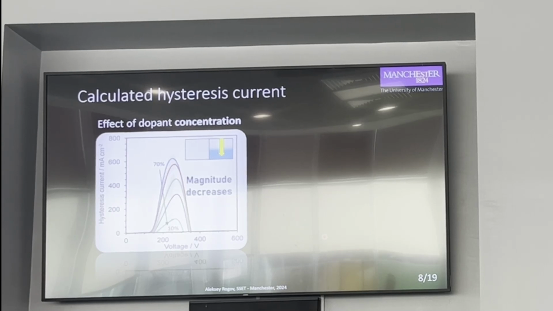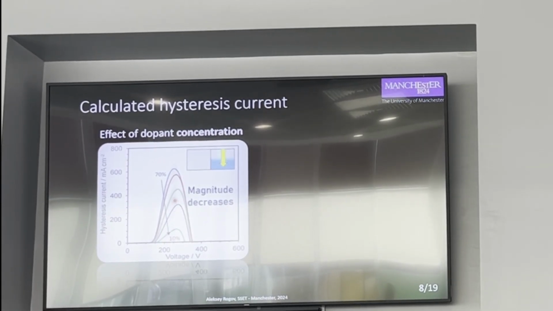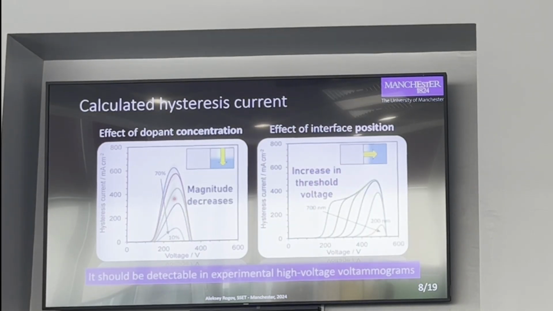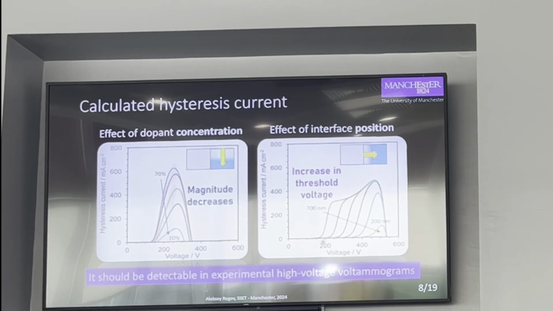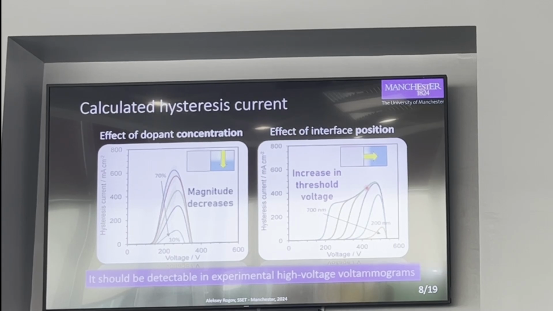The current response for such a resistive network is represented by a peak within an almost constant voltage range, with variable magnitude as a function of the dopant concentration. And if we consider interfacial migration, the response shifts toward a higher voltage. So such different responses should be distinguishable in experiments.